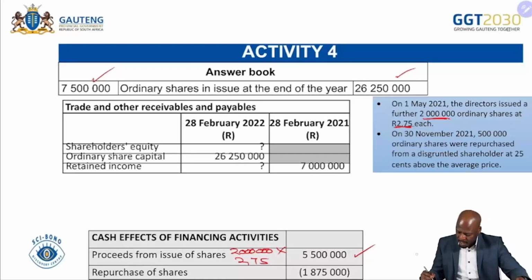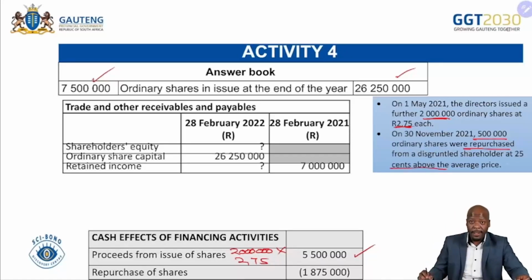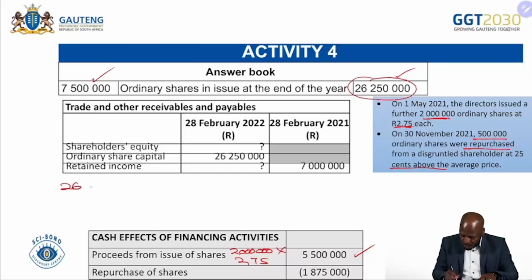But on the repurchase of shares, then we want to know how much did we spend on the repurchase of shares? For they tell us that 500,000 shares were repurchased from a disgruntled shareholder at 25 cents above the average price. So that means if we get the average price, then we add 25 cents to it. Then we can get the price that we paid for the shares that we repurchased. It is easy because we have some figures. We have the 26,250,000, which is your share capital at the end, and then you divide it now by your 7.5 million.